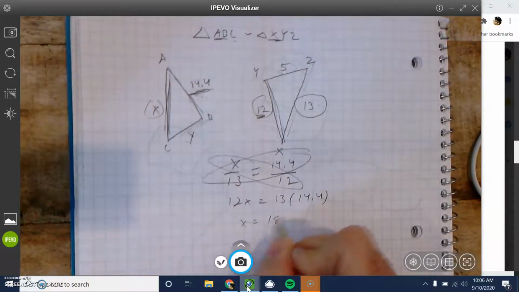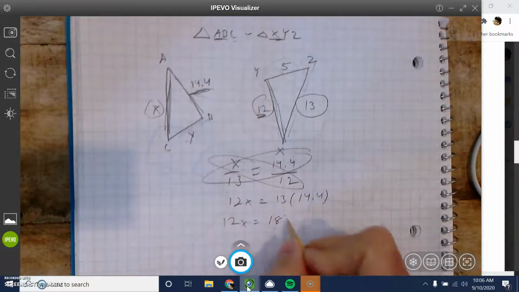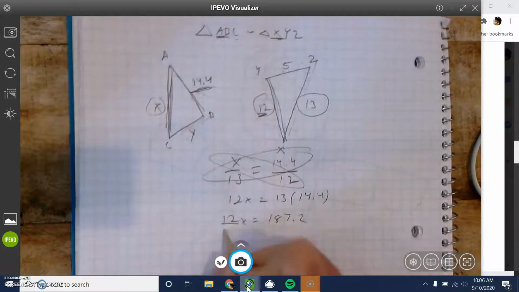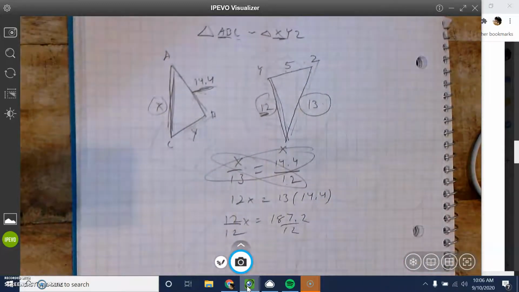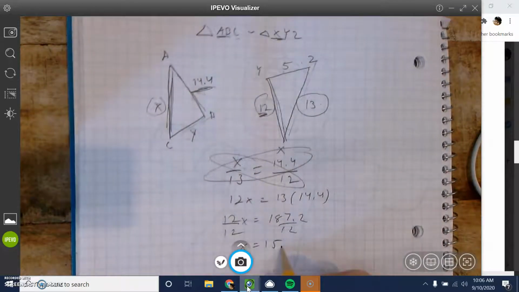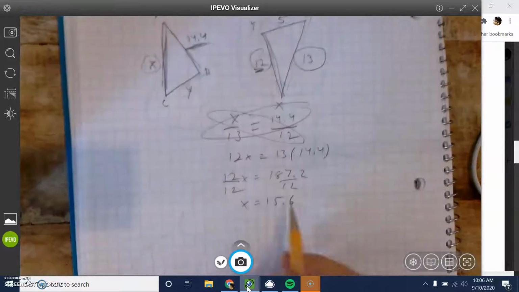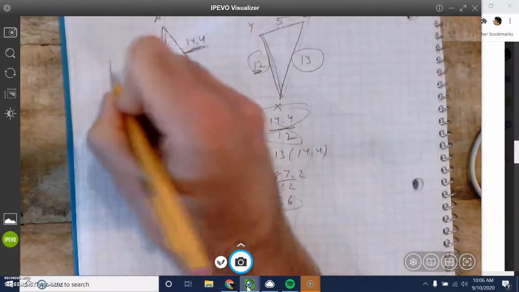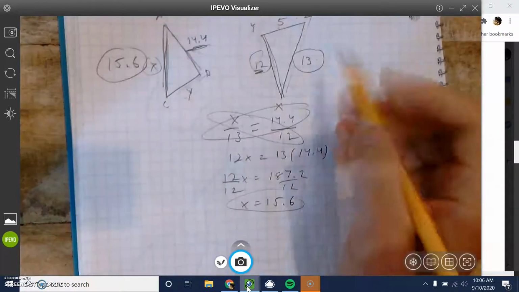12x is 187.2. Divide by 12, and you get 15 and 6/10. Got it. So x is 15 and 6/10.